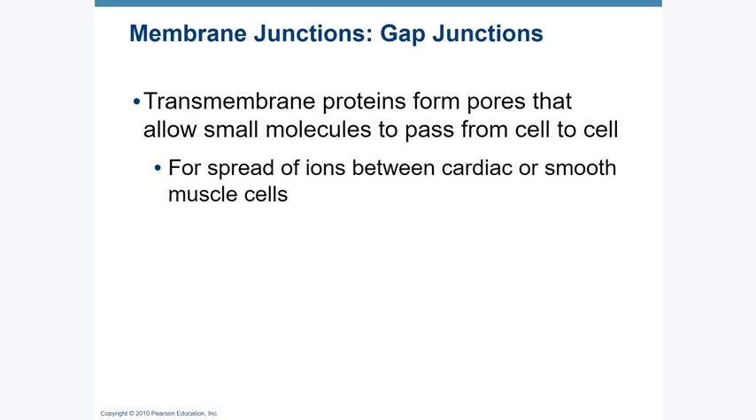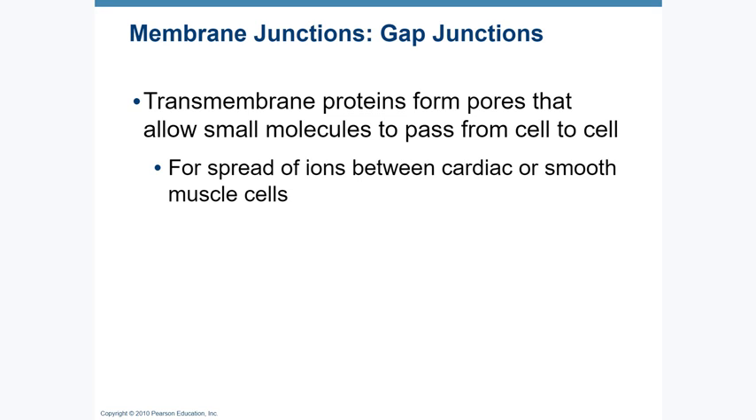And then there are gap junctions. This is where transport membrane proteins form pores that allow small molecules to pass from cell to cell. This is typically used for the spread of ions between cardiac and smooth muscle cells. We see this a lot. We also see this a lot in nerve cells.